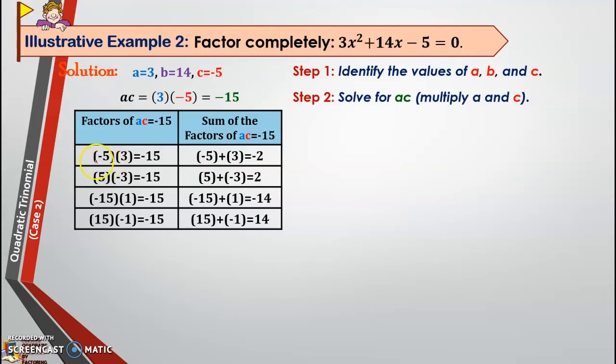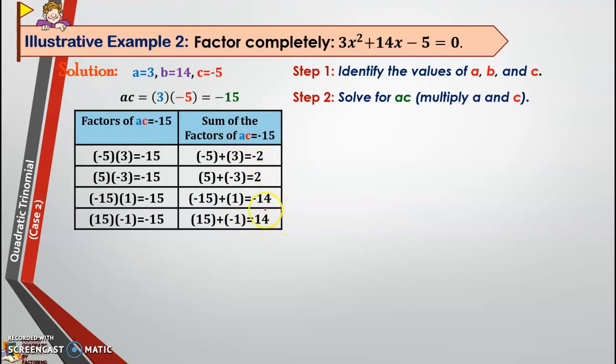So ito yung mga factors. Negative 5 and 3, negative 15. Since negative 15 yung c, negative siya, so that means one of the factors is negative. So negative 5 times 3 equal to negative 15. 5 times negative 3 is negative 15. 1 times negative 15 is negative 15. 15 times negative 1 is negative 15. If we now look for the sum, the first pair is negative 2, second pair is 2, third pair is negative 14, last pair is 14.